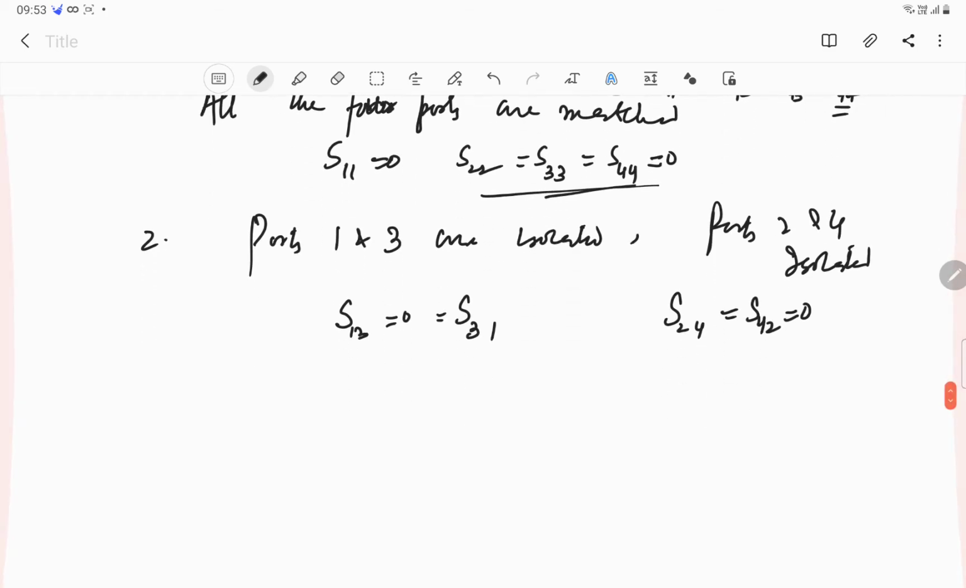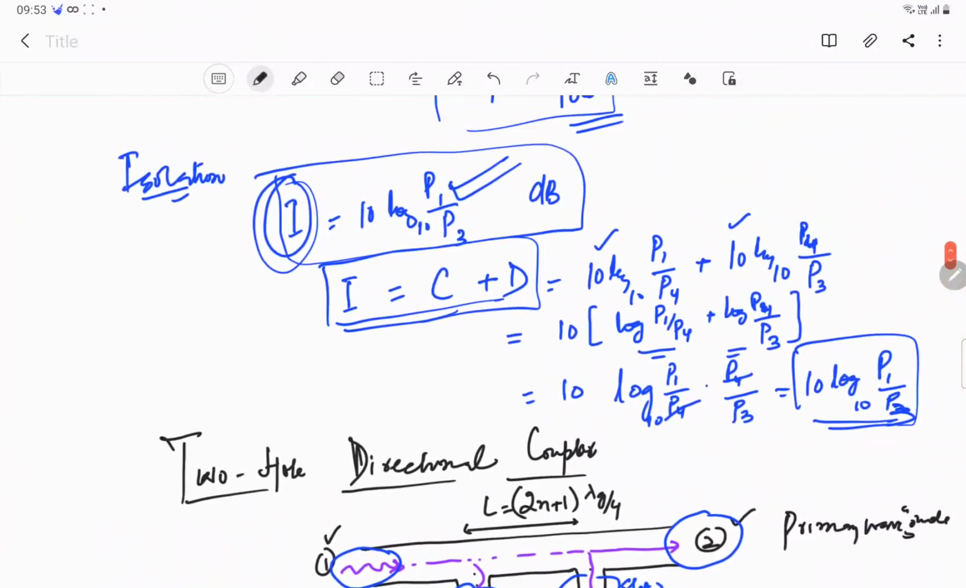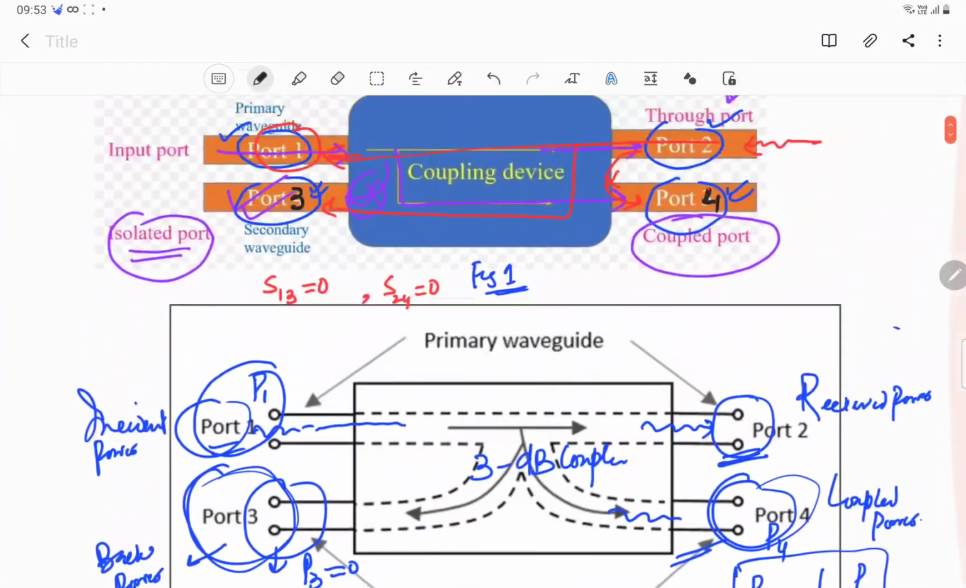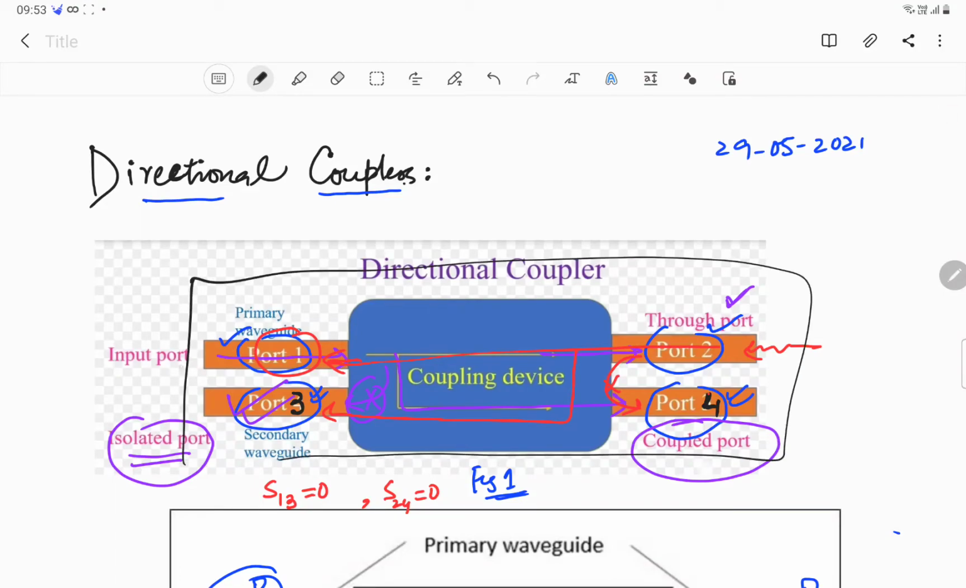Also, since it is a symmetric junction, as can be seen, this is a symmetric network. Ports 1, 2, 3, 4, as can be seen, it is a symmetric network. If I feed a signal at port 1, I receive power at port 2 and port 4, nothing at port 3. Likewise, if I feed a signal at port number 2, I receive power at port 1 and port 3. I don't receive anything at port 4. So that way it is a symmetric network.